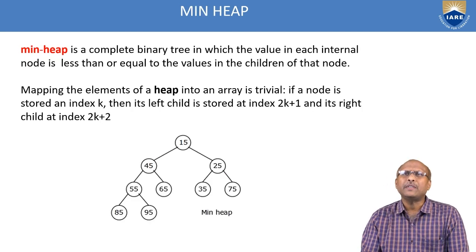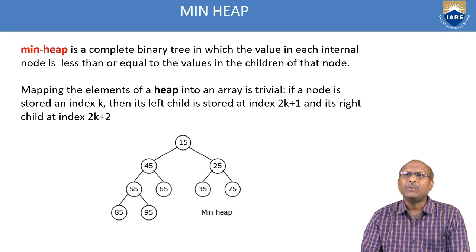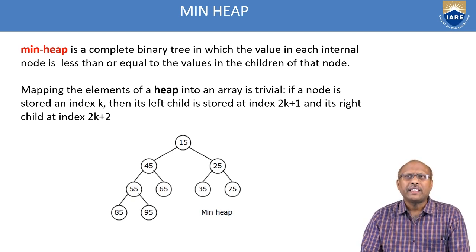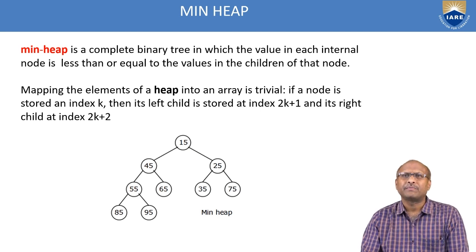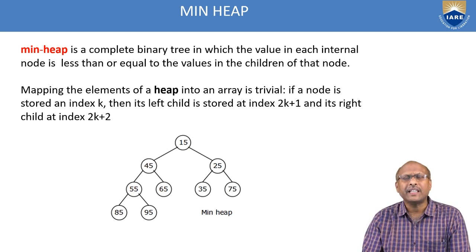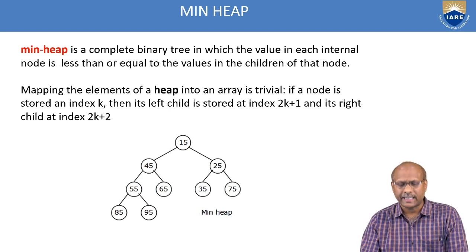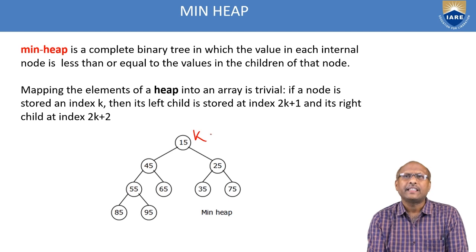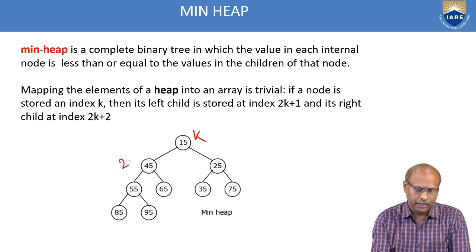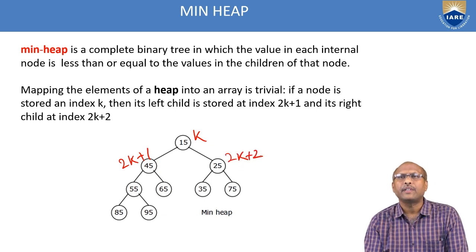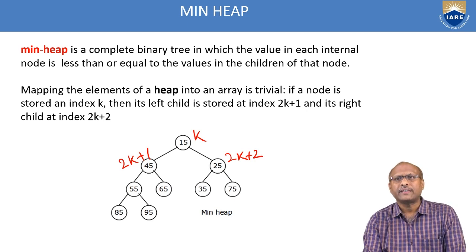Similarly min heap. Min heap is also a complete binary tree in which the value in each internal node is less than or equal to the value in the children of that node. Or in a simple form we can say the parent node data is always smaller than both the children. If the parent is smaller than both the children, then that type of heap is called min heap. And remember, here also mapping the elements of the heap into an array is trivial. If a node is stored at index k, the left child will be available at 2k plus 1 and the right child will be available at 2k plus 2. These are the indices of the left and right child. So this is the general representation.